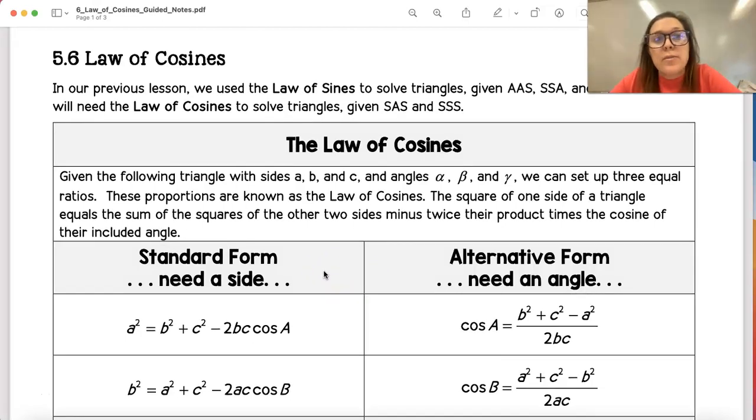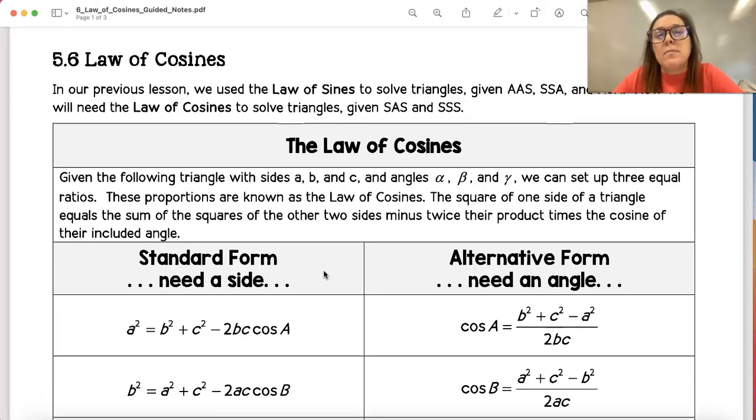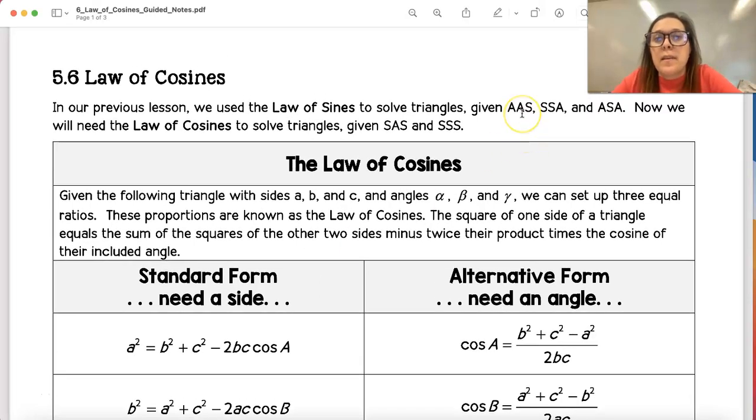Now we're going to be getting into the law of cosines. If you remember, we had case 1 and case 2 from 5.5, where we were using our law of sines. If we had two angles and one side, so angle, angle, side, or angle, side, angle, or we had the ambiguous case of side, side, angle, we would use our law of sines. Now we're going to look into the other two cases, case 3 and 4, which are side, angle, side, and side, side, side, and how we would use the law of cosines there.